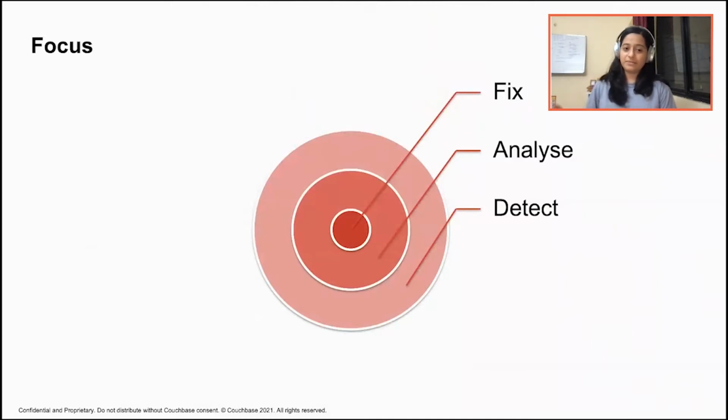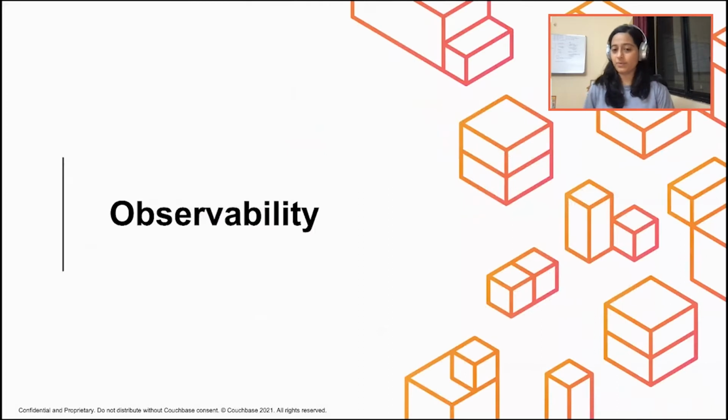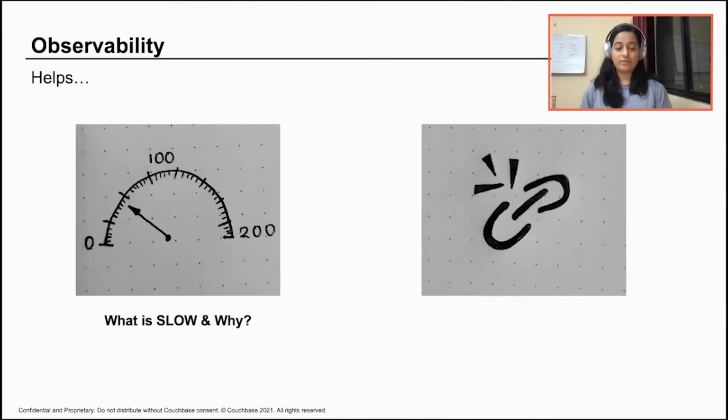So before we delve into the details of how Couchbase Capella helps you with all of this, let's take a step back. And I really want to help you understand what observability is all about. I think we've always heard this term, observability, when it comes to trying to figure out what's wrong with your internal system. Observability helps us understand why a particular operation is slow and what is slow, for example. And it also helps us understand what is broken in the internal system and why it is broken.